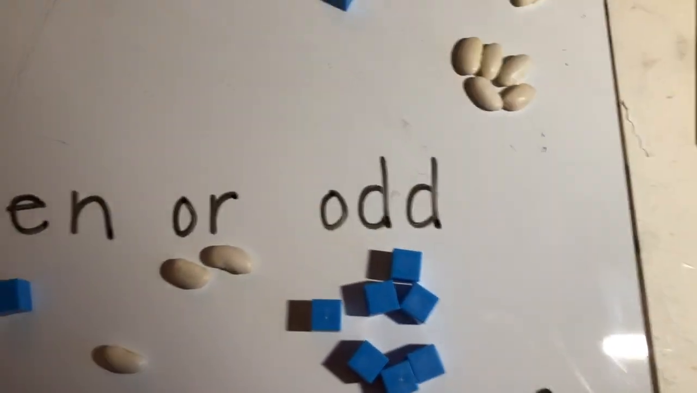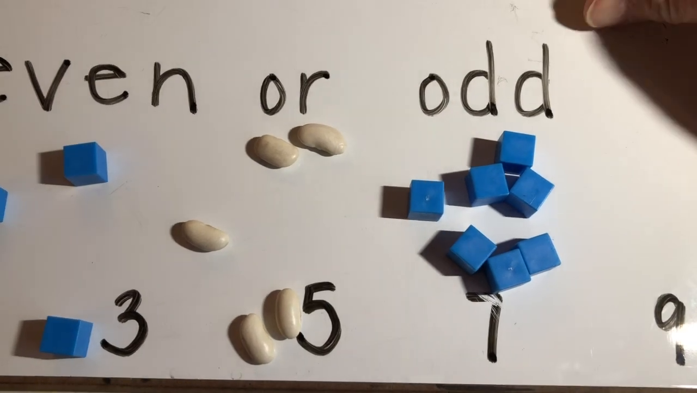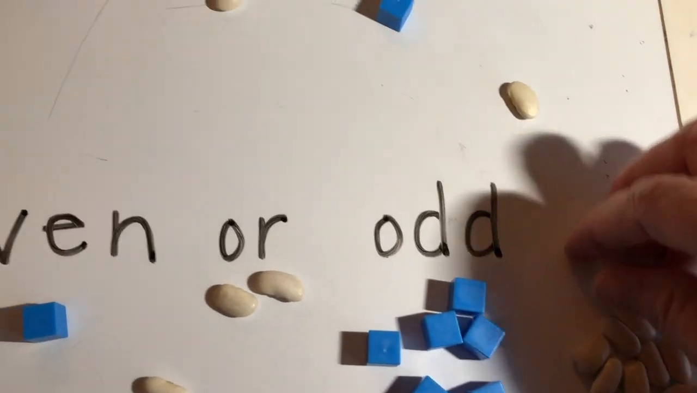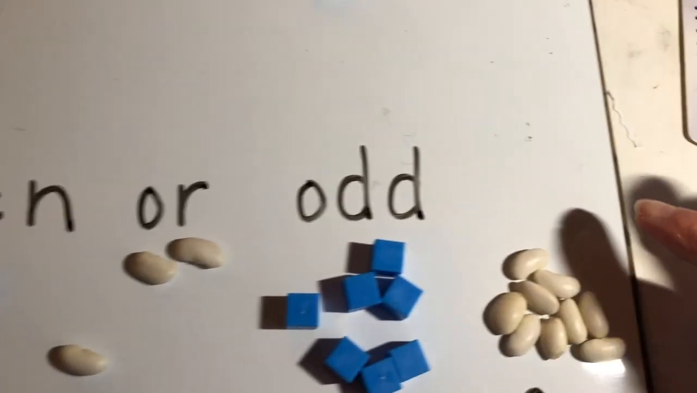All right, the last number I'm going to try is 10. So I'm going to bring down 10 beans on my board, and I'm going to try to put them into 2 equal groups. All right, ready?